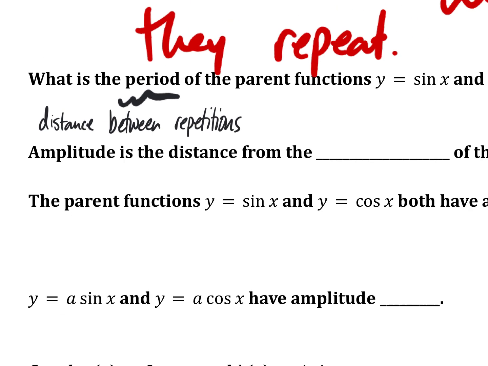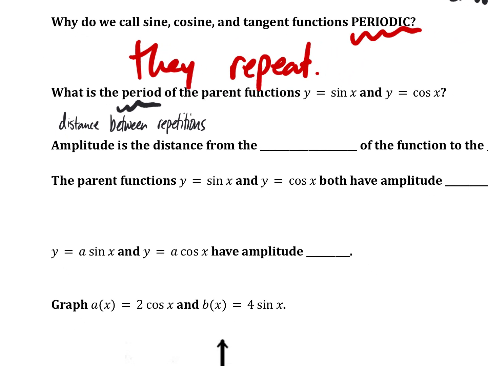And I'm going to think about, okay, well, if I'm thinking about my unit circle, then it makes sense that it repeats every 2 pi units because it starts at 0, goes all the way around the circle to 2 pi, and then once you get back to 2 pi, you're back at the same spot as 0. And so our period of the parent functions y equals sine of x and cosine of x are both 2 pi.